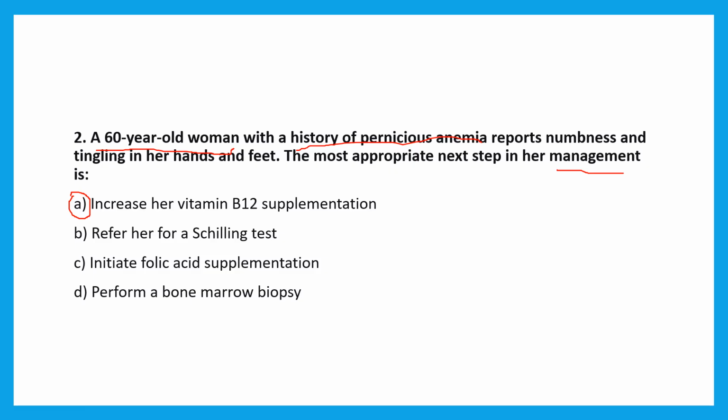Now, it's also important to go through these other options: refer her for a Schilling test, initiate folic acid supplementation, perform a bone marrow biopsy. You can be tempted, especially when you see history of pernicious anemia. Schilling test, remember what we discussed in tutorial 1? You might be confused and say, they are saying pernicious anemia, therefore it's directly Schilling test, right? But wait, they're talking about this woman, the signs and symptoms, and also the next step in her management, because we already know that it's pernicious anemia. Why do you want to do a Schilling test? Let's go to question number 3.